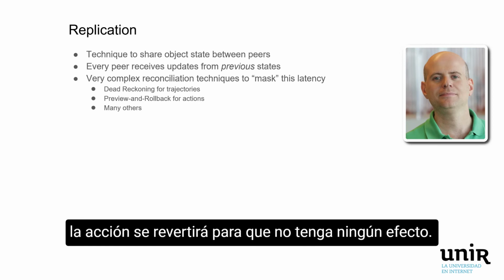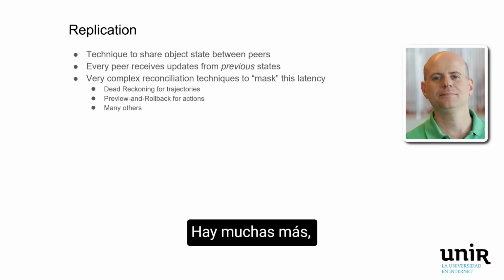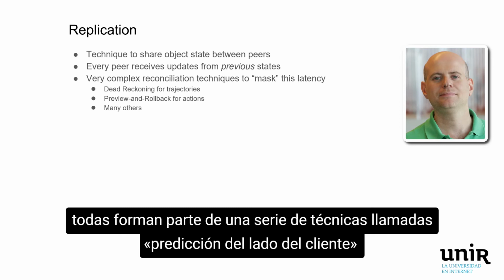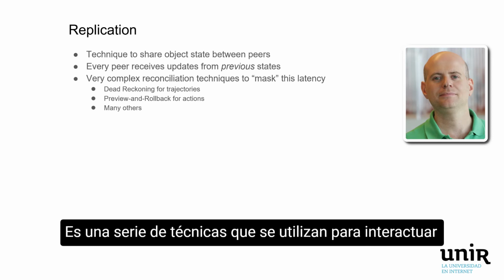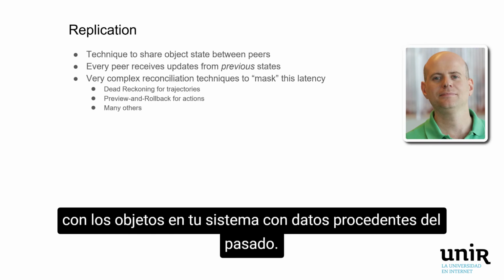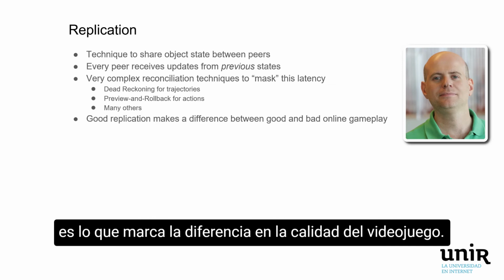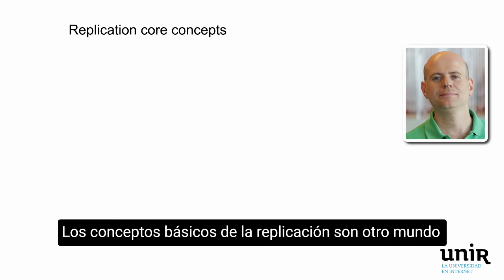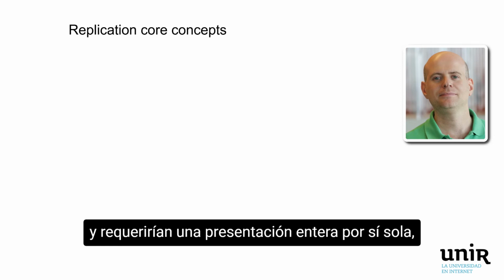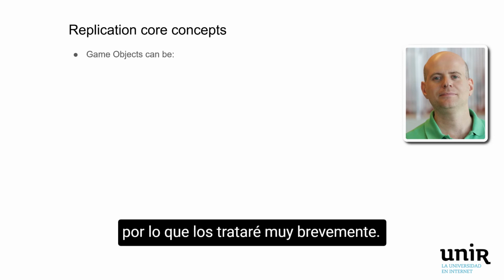And then there are many others. These are all part of things called client-side prediction. It's a series of techniques which are used to basically interact with the objects in your system with data coming from the past. And bottom line, doing this well or doing it badly makes the entire difference in terms of quality of the game. So, core concepts and replication: this is a huge world. It would require a whole presentation on its own, so we're going to go very briefly on this.